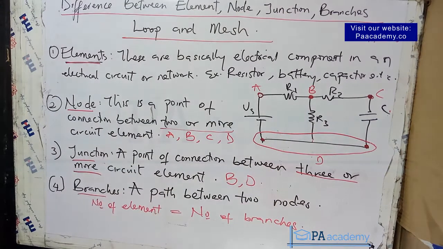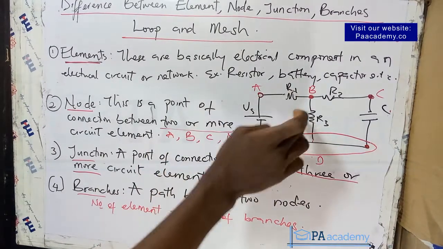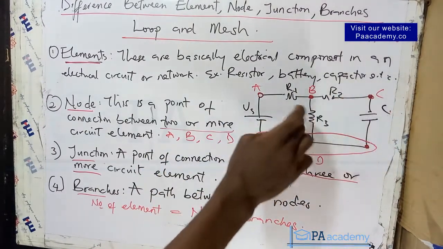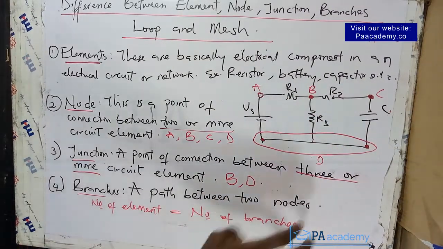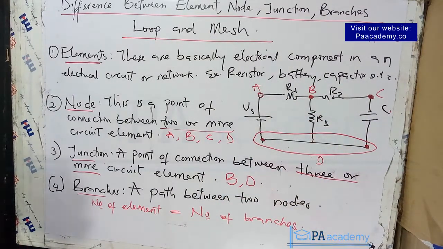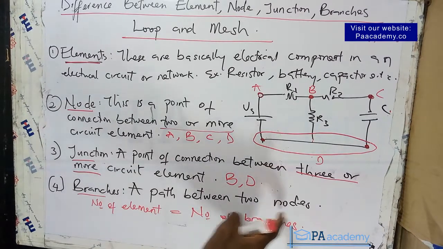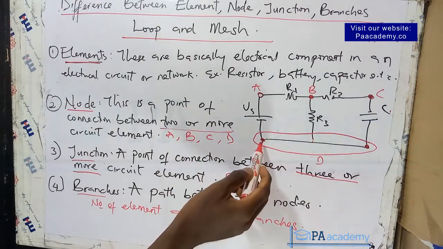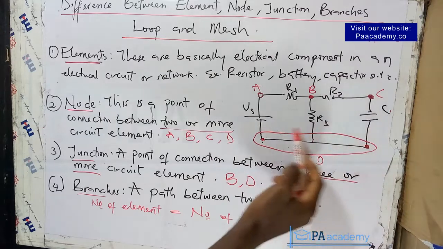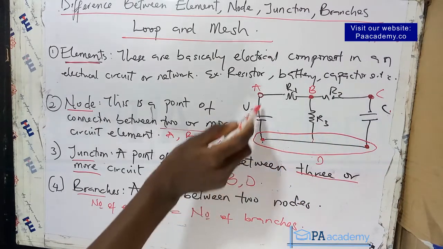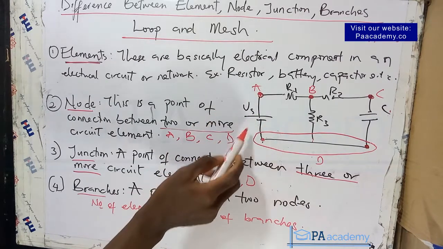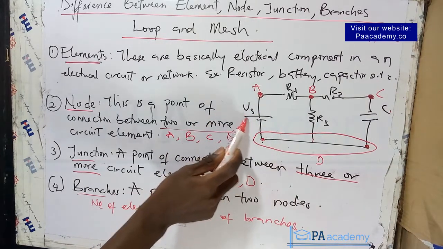These are elements 1, 2, 3, 4, 5. So we have 5 elements in this circuit, and that means we are going to have 5 branches. And look at it, it is a path between two nodes. Remember, this entire part, we've picked it as one node. Now, between here and here, we have a branch because we have one element here.